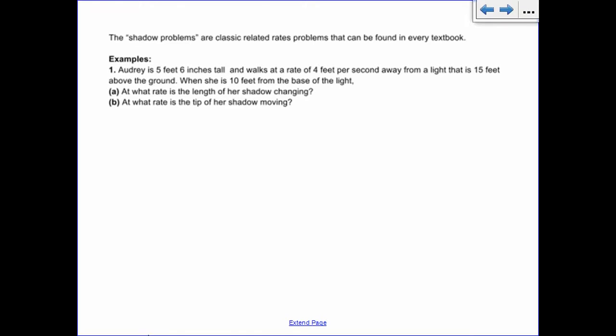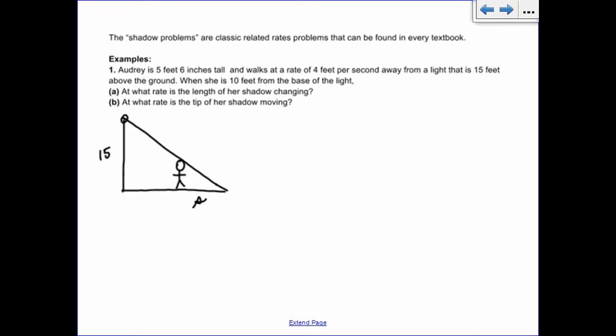Okay. So it says Audrey is 5 feet 6 inches tall and walks at a rate of 4 feet per second away from a light that is 15 feet above the ground. Okay, so we have some kind of light post, and this light is shining down. She's walking, and she has some kind of shadow that's being formed. So when she is 10 feet from the base of the light, part A, find at what rate is the length of her shadow changing.